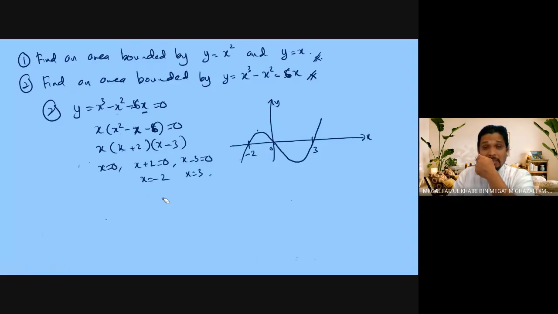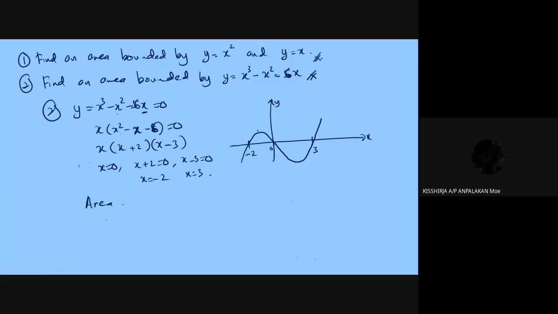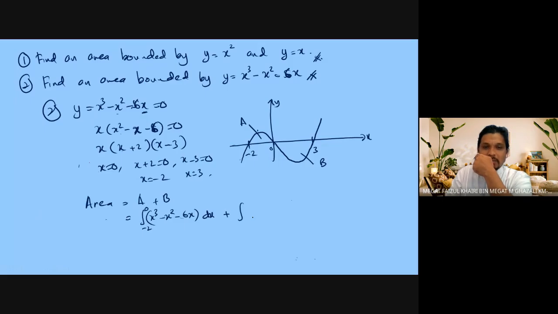So now, again, the area. Let's say I make this A and B. A plus B, and this is the integral of x cubed minus x squared minus 6x dx from negative 2 until 0, plus the integral from 0 until 3 of x cubed minus x squared minus 6x dx.